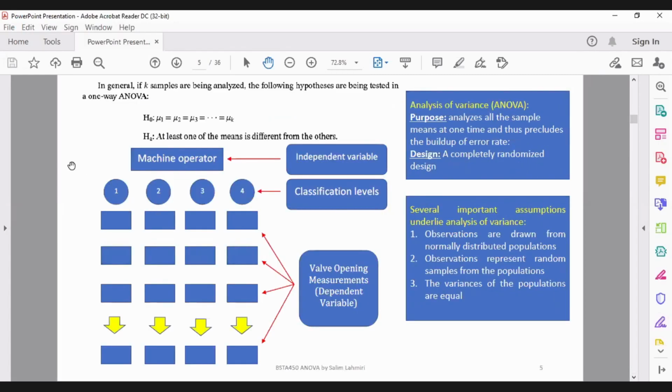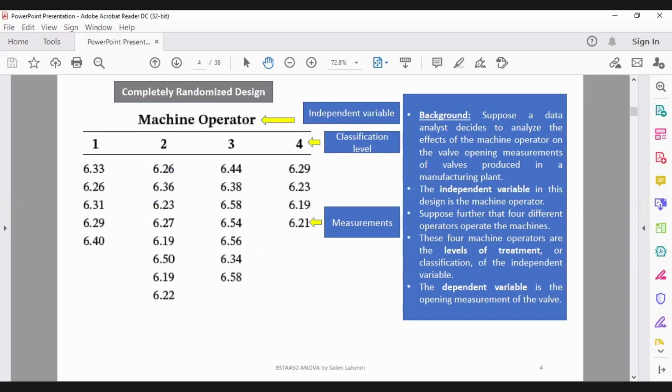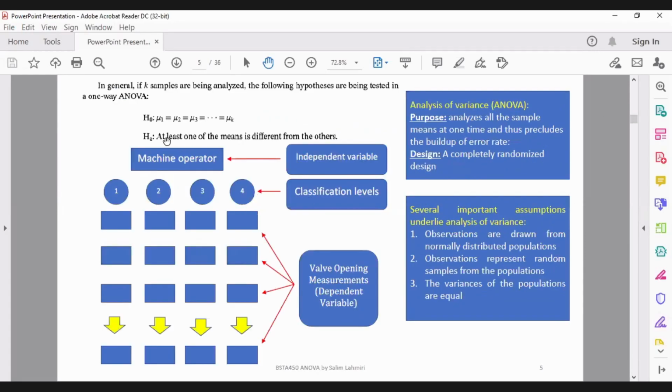So in general, if k samples are being analyzed, the following hypotheses are being tested in one way or another. Under the null hypothesis, mu1 is equal to mu2, is equal to mu3, up to mu k, where mu is the mean of measurements. The alternative: at least one of the means is different from the others.